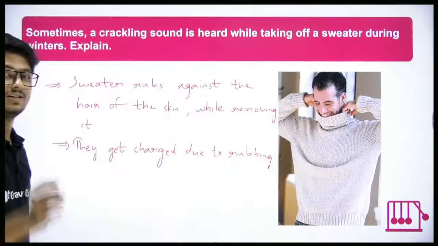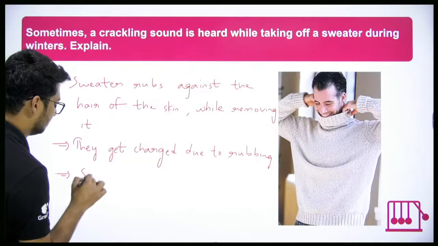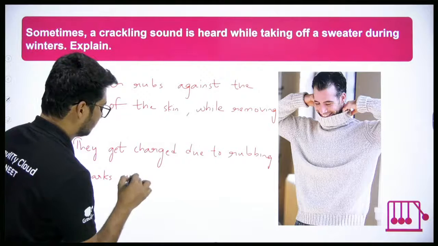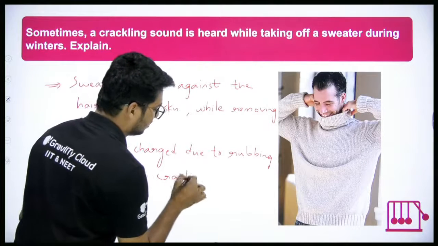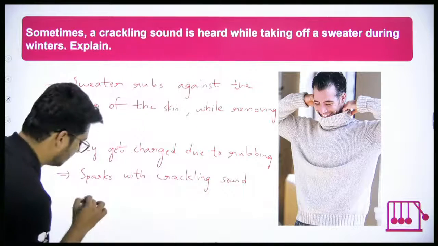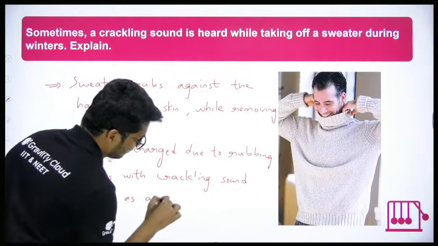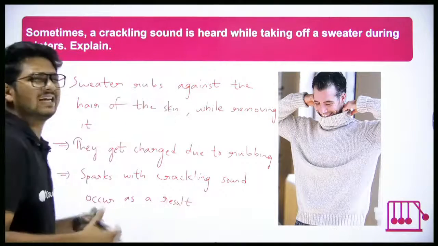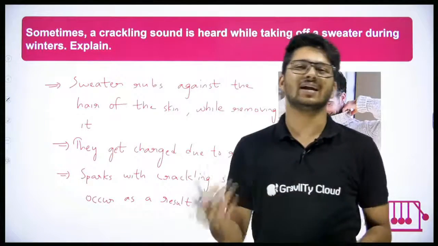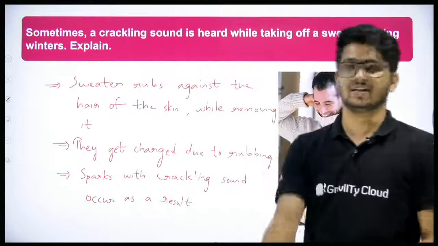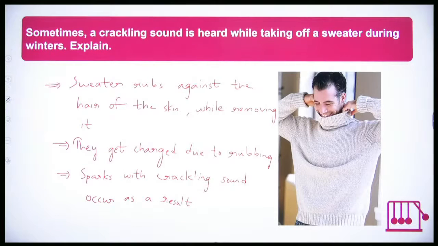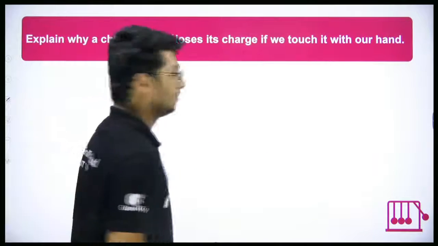And when they get charged, small sparks occur. Right? Sparks, not dangerous, okay? Non-lethal sparks. Sparks with a crackling sound occur as a result. So electrostatic discharge takes place between them. I told you, right? If you have positive and negative charges, then current can flow between them in the form of electrostatic discharge. That takes place. Okay? Good. Let's continue. Next question.